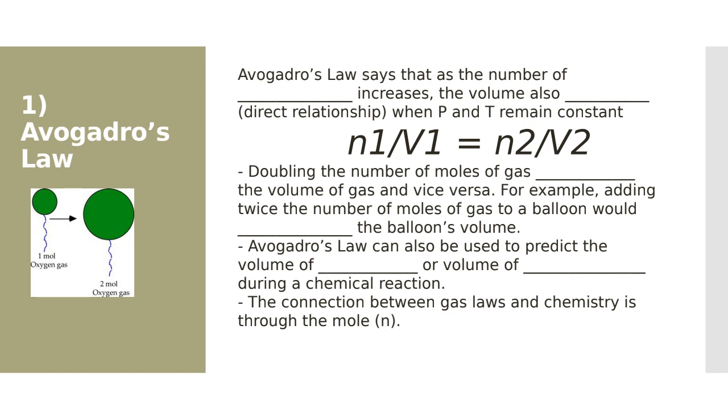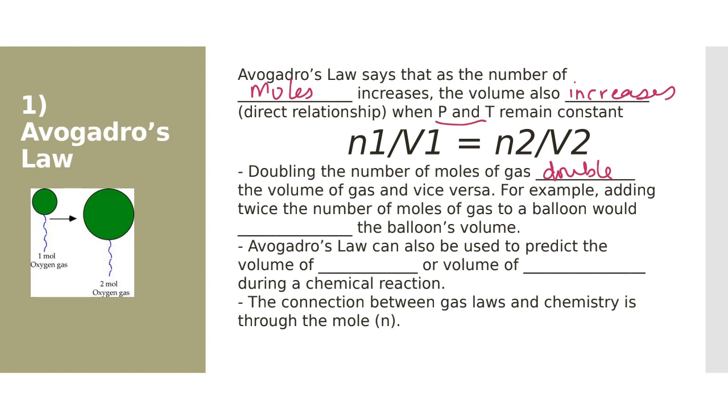So he says that as the number of moles of a gas increases, so the amount of a gas, the volume also increases. And this is a direct relationship. And when we see direct relationships, again, we have the variables divided out by each other, similar to those other gas laws that we noticed a couple lessons back. So doubling the number of moles of a gas will also double the volume of the gas and vice versa. If you decrease the moles by half, then you'd notice that the volume would decrease by half. So it's a nice relationship. And again, this is assuming that pressure and temperature remain constant.